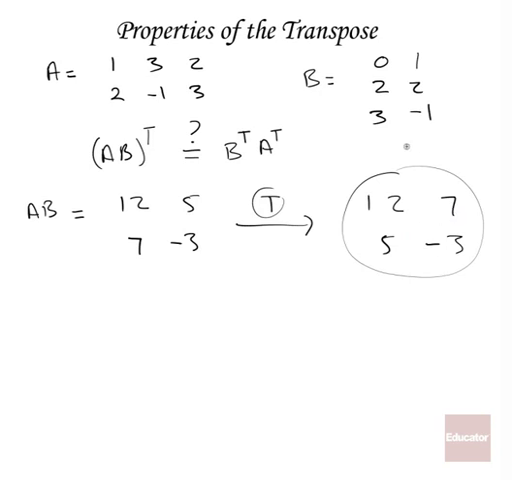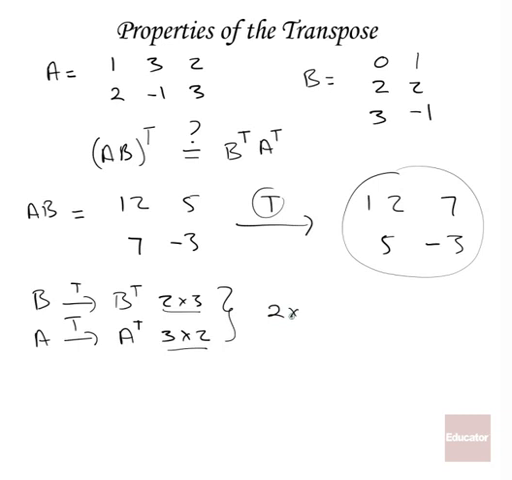Now, if I take the transpose of B, I end up with a 2 by 3 matrix. If I take A and take the transpose of A, this is a 2 by 3, I get a 3 by 2 matrix. When I multiply B transpose times A transpose, 2 by 3 times 3 by 2, I get a 2 by 2. So it matches. Now we want to see if the entries match.